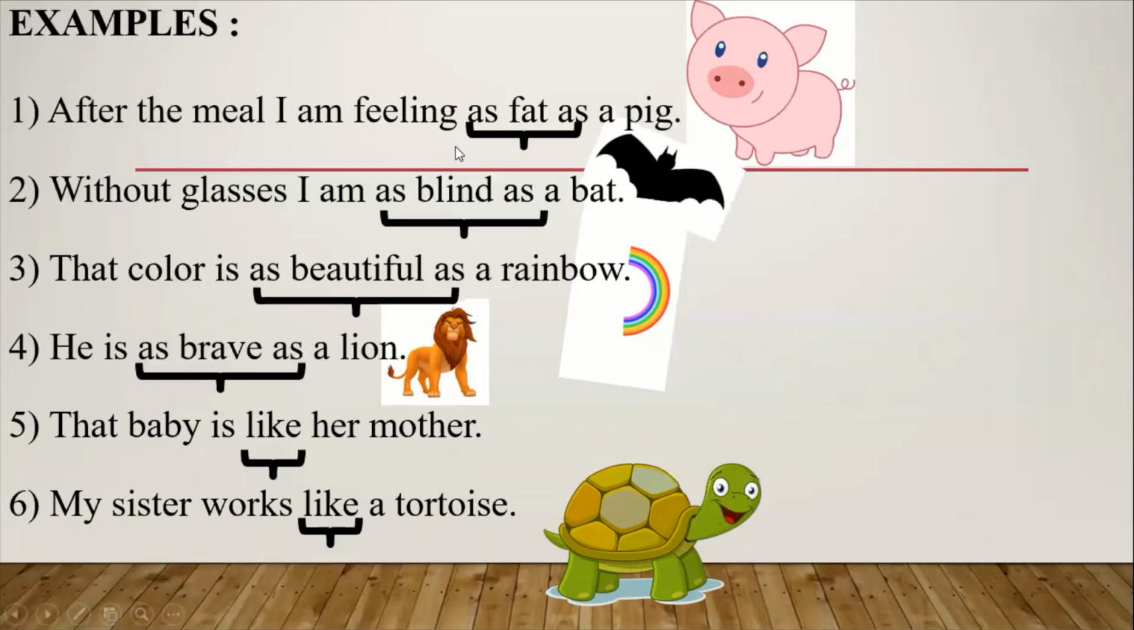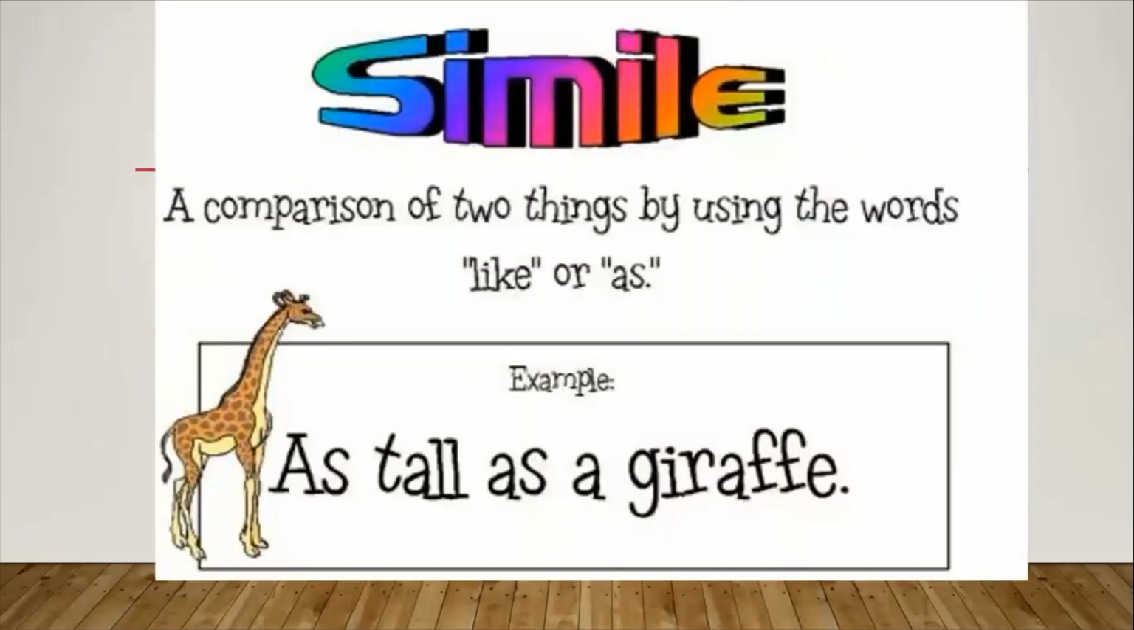So there are a few sentences and phrases I've underlined. Okay, that is as blind as, as beautiful as, as brave as, like her mother, like a tortoise. Okay, so the words like, as, blind as, or as dash as. So when do we use these? It's called a simile. So a comparison of two things by using the words like or as is called a simile. So today's class we are learning about simile. What is it? Simile, not smiley, it is simile.